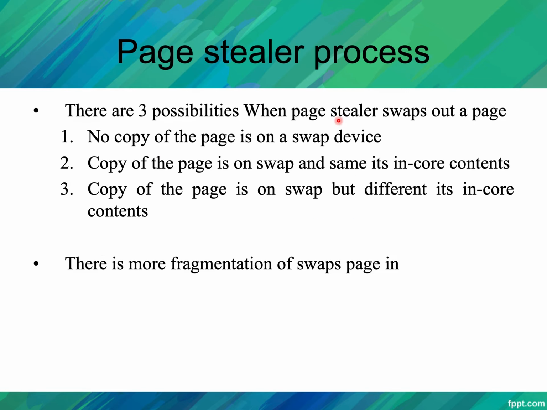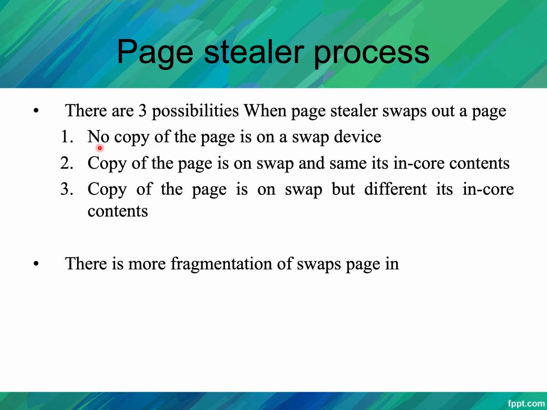So there are three possibilities when the page stealer process swaps out a page. We know we have a swap device, that is a secondary memory, and there is a primary memory. Whenever a particular page has to be swapped out, the page stealer process will check whether a copy is available in the swap device or not. If the copy is available, then we can just remove the content from the primary memory and maintain the secondary memory copy. But here there are three possibilities.